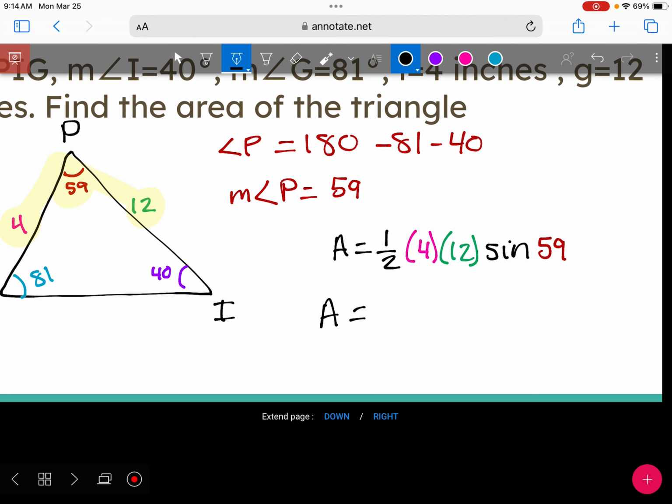All right, so we've got 1/2 times 4 times 12, which means we have 24 sine of 59, and we can type that in our calculator. What is the area of triangle PIG? 20.572. Say it again for me because I did it wrong in my notes. 20.572. I mislabeled my sides exactly the way I mislabeled my sides up here in my notes. So be careful when you're labeling your sides.